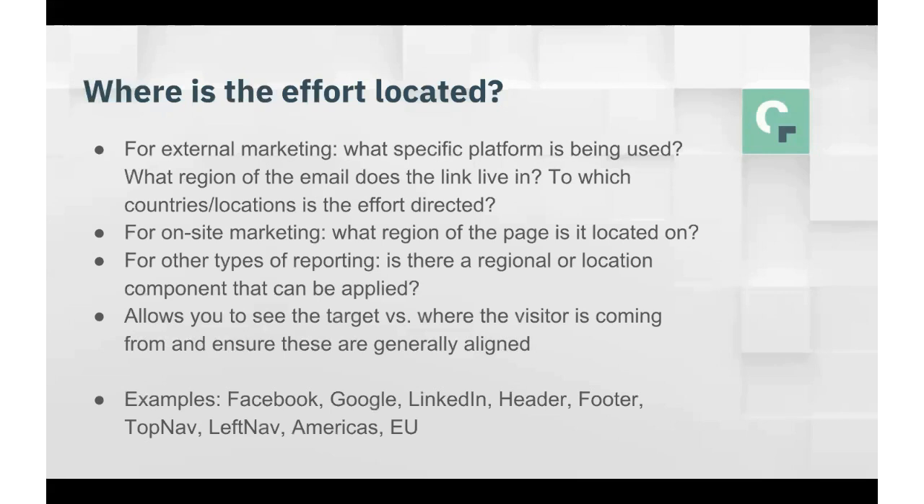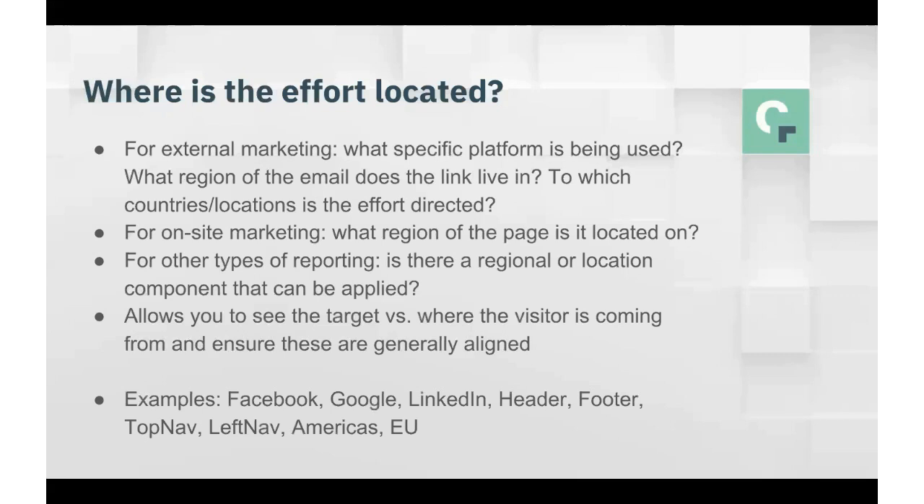In the case of on-site marketing, you might be referring to a particular region of a page. And for other types of reporting, you might also have regional or location components that can be applied. As in the previous cases, this allows us to compare the intent of the marketing to actual visitor behavior. So if we're trying to run a campaign that's targeted to the EU, and we're getting a lot of response from visitors in the US, then we may have a problem with our targeting, or the email may be frequently forwarded, or our link with our tracking code may have been displayed on some US site. And we can take steps to investigate and see which of those scenarios might have occurred.